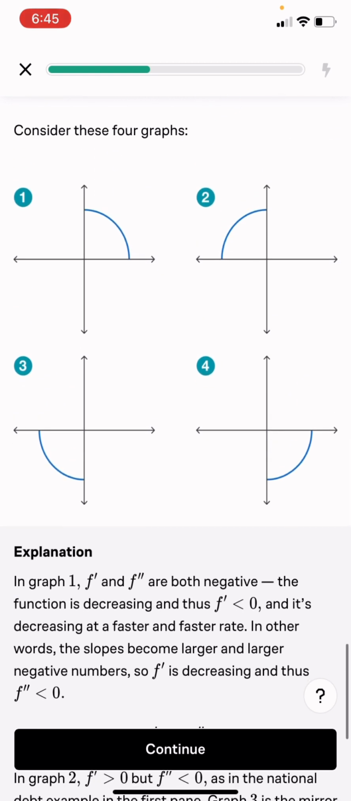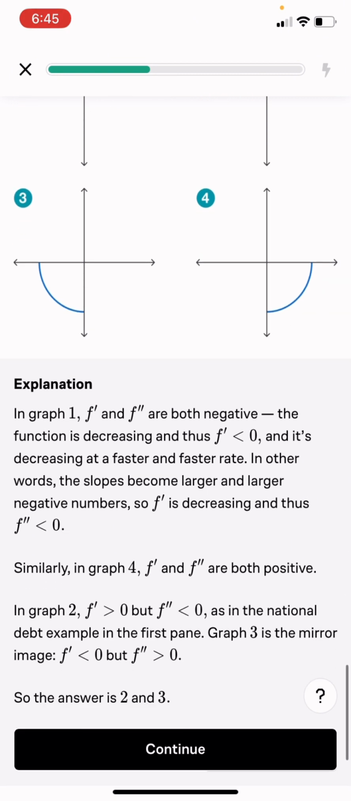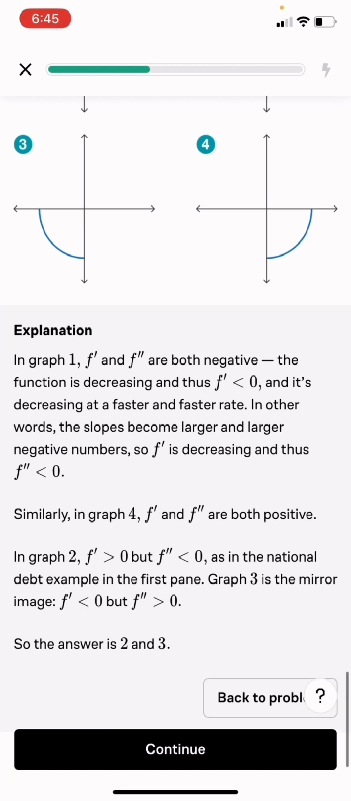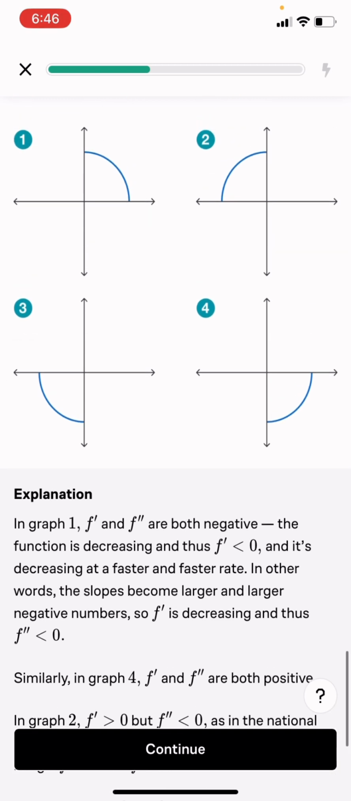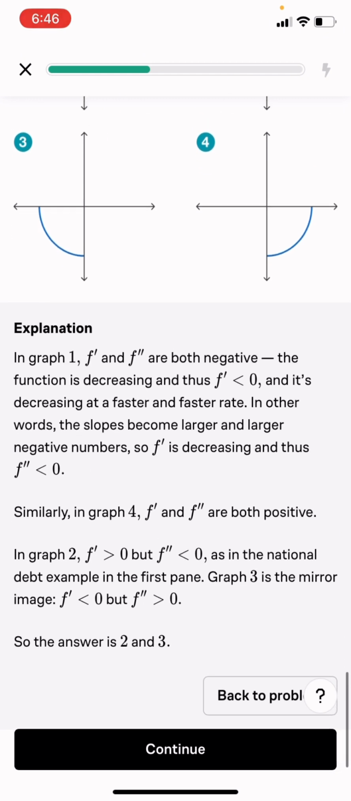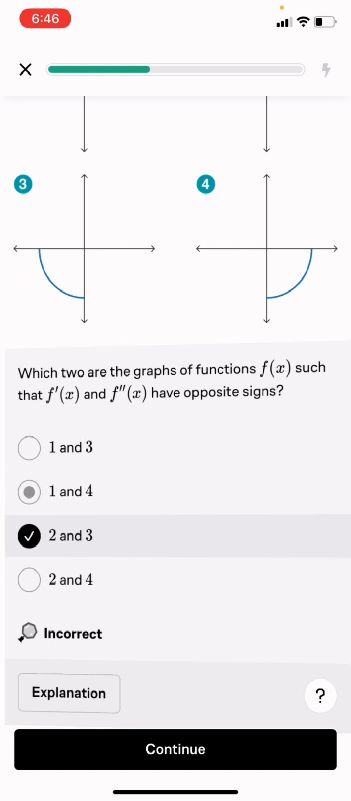So it was 2 and 3. I guess I was wrong with that. Instead of getting the 2 ones that were all negative, I got the 2 ones that were all positive. We want opposites, so graph 3 and graph 2.